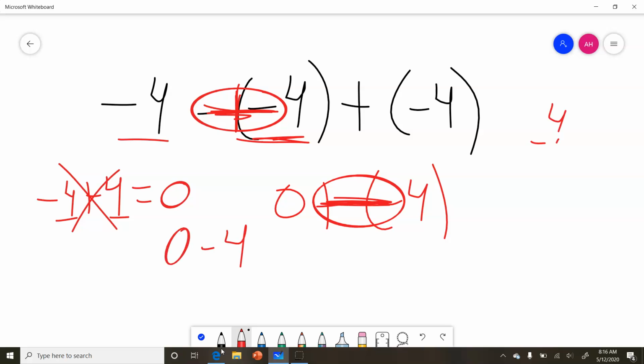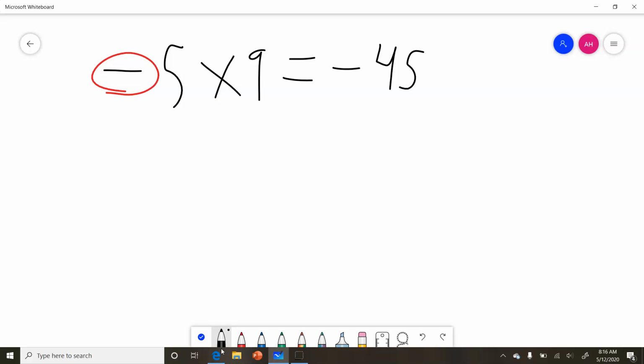So I do 4 minus 0, which is 4. But which one is the negative connected to? The 4. So the negative is bigger, and the answer to that problem would be negative 4. Not too hard. You guys got it. Now, when we're multiplying or dividing, if we have negative 5 times 9, we have one negative, and this one negative is going to make the overall answer negative 45.